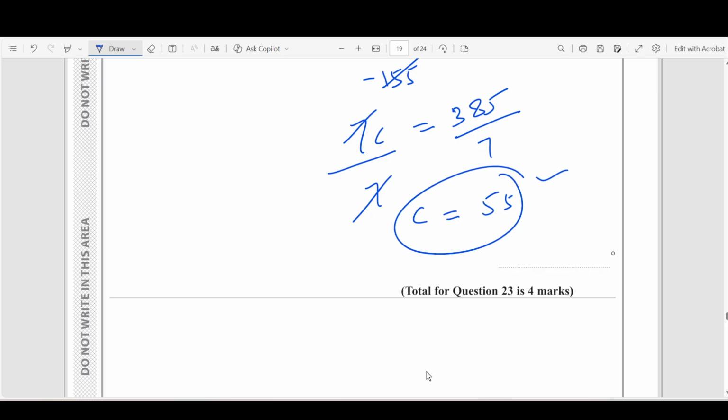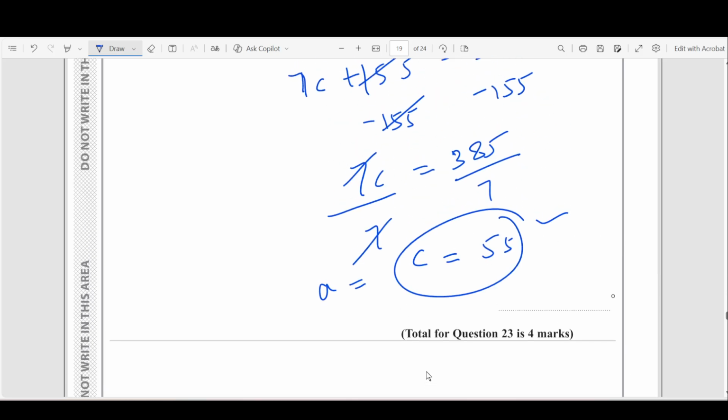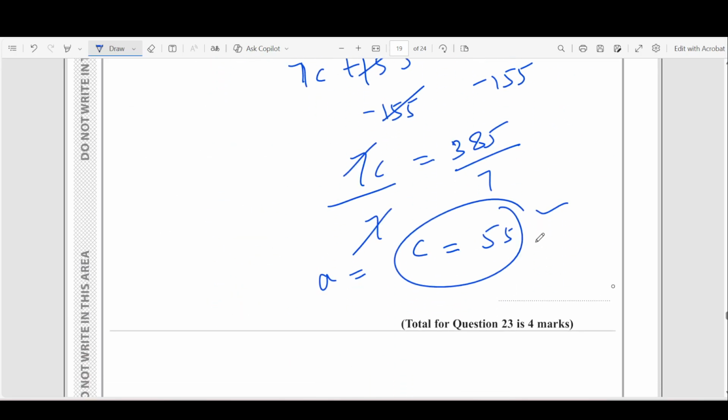That's my answer, right? And angle A and C are equal, right? The question was asking to find angle A, so A is also 55 degrees.